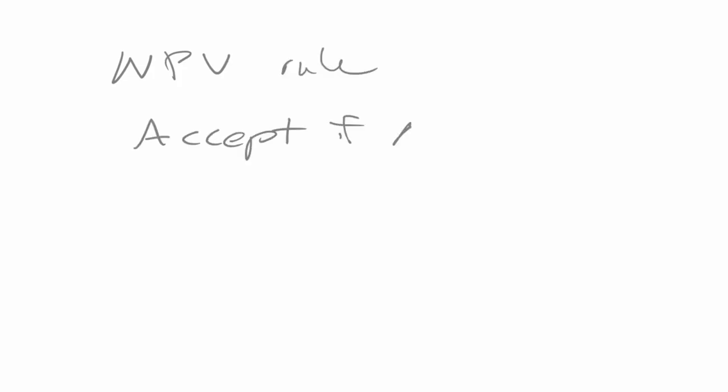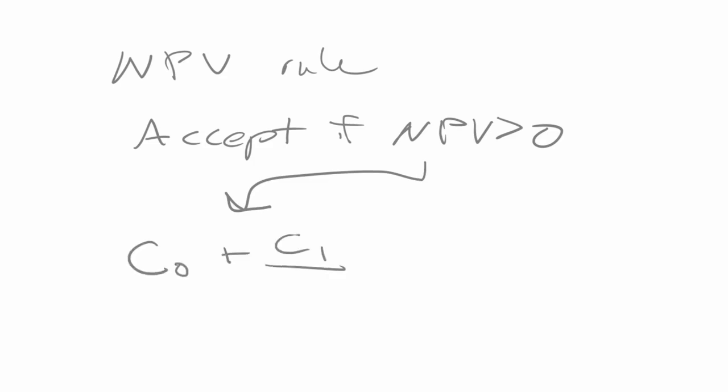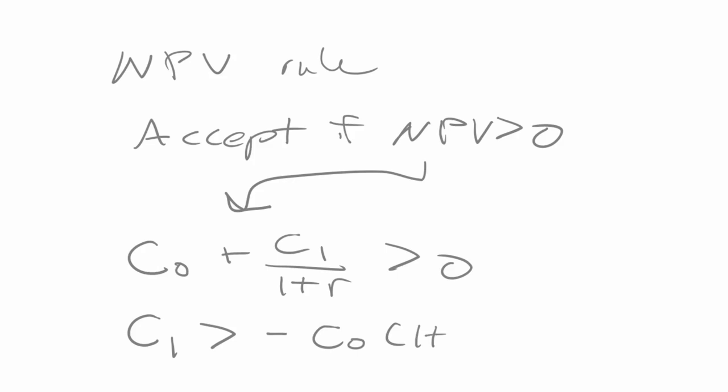Because I haven't said anything about NPV. Remember, the NPV rule says, accept if the NPV is greater than 0. What's my NPV? NPV is C0 plus C1 over 1 plus R. So what I want to know is, is this thing greater than 0? That's the same as asking, is C1 bigger than minus C0 times 1 plus R?